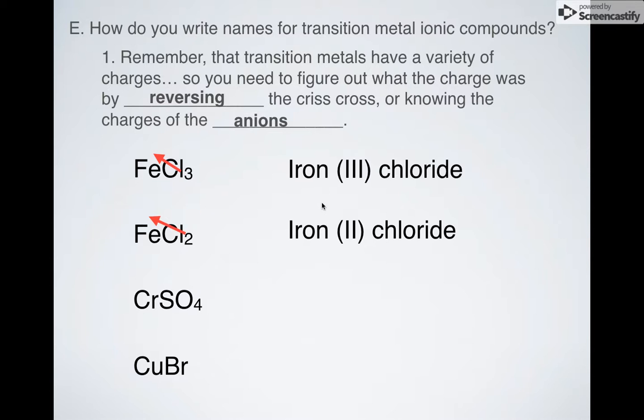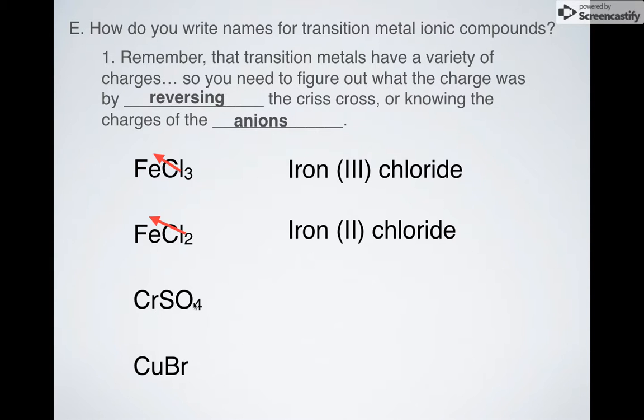So that's why it's important that you know how to write these formulas for transition metal compounds, because it gets really difficult to find what you actually need to find when you're doing chemical reactions. If I said, hey, grab me a bottle of iron chloride, and you didn't know which one, then that would be a big issue.